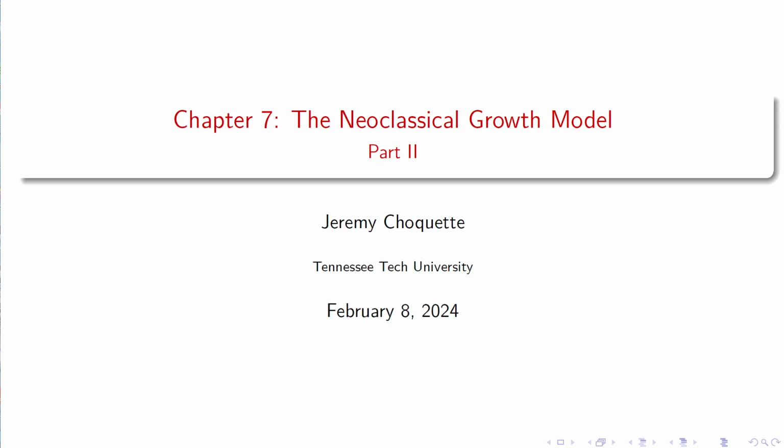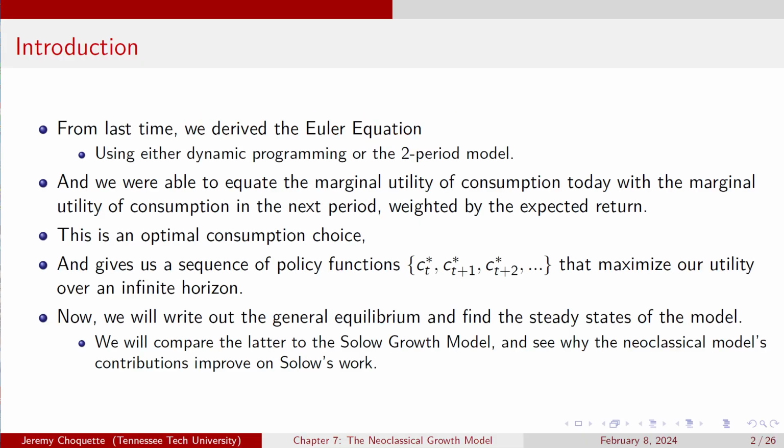Welcome back. We are on part 2 of the neoclassical growth model. Remember, last time we went through the setup of the neoclassical growth model. We covered some of the assumptions. We looked at the utility function. We looked at the constraint, and we formulated either a Bellman equation or a two-period model. Either one works in the context of this course.